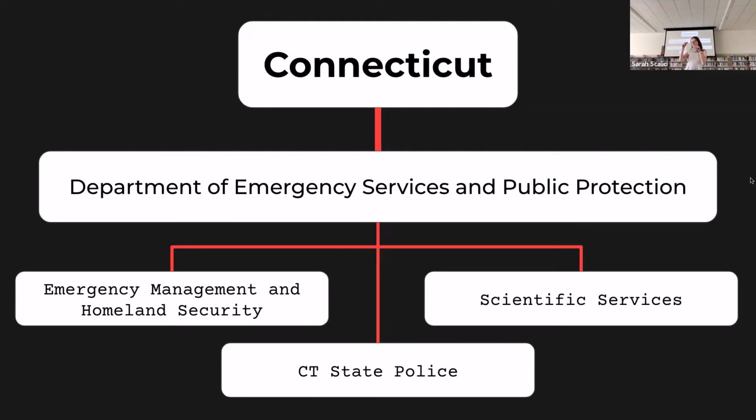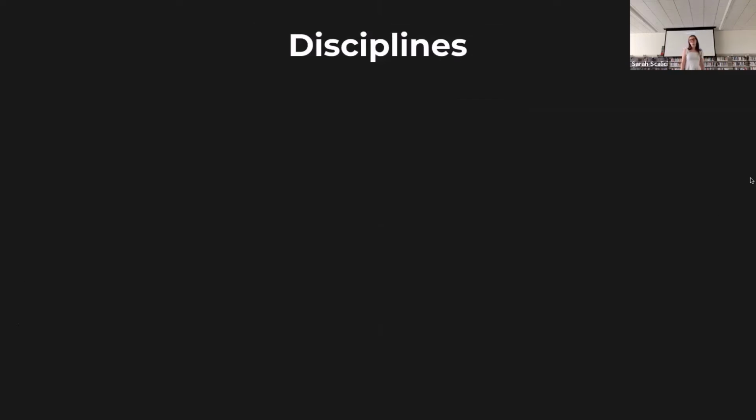They are specifically separated from the CT State Police because they're not supposed to be biased. They are not for the defense. They are not for the prosecution. They're just scientists in a lab doing tests. So now that we know what they don't do, here is what they do.